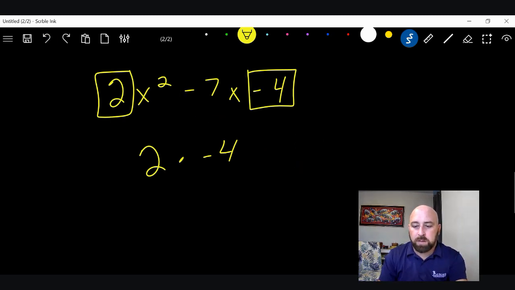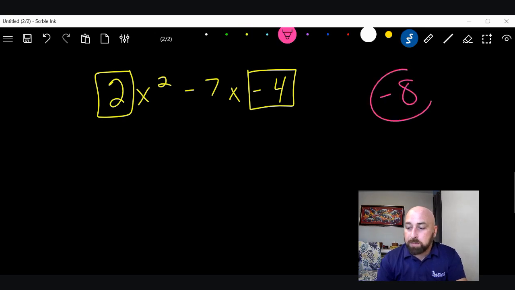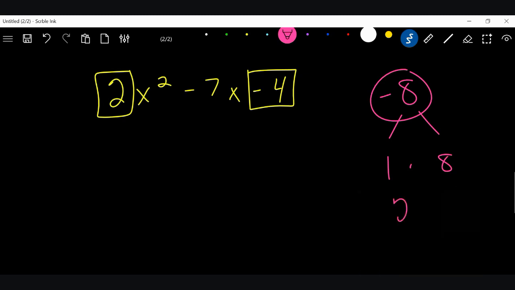Let me erase this and put the negative 8 up here. So my 2 and my 4 multiplied together gave me my negative 8. Now, I want to factor this. I want to come out with its factors. So I would have 1 and 8, and I would have 2 and 4. Those are the factors.